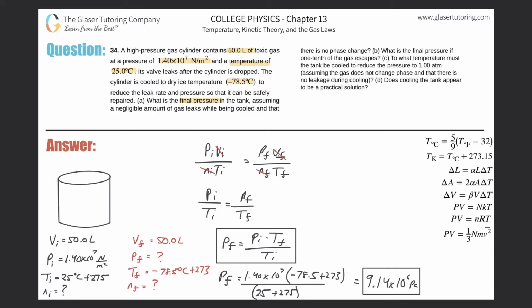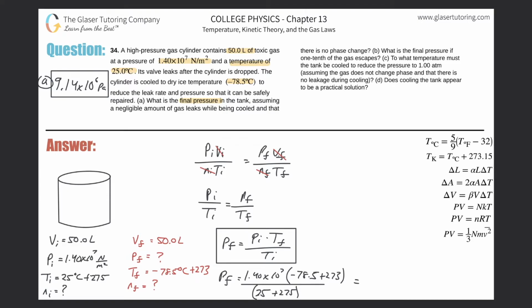So the pressure went from being about 14 million to now being about 9 million units of Pascal. Remember, Newton per square meter is the same thing as Pascal. So this would be the answer for letter A. All right, so let me just write this up over here.